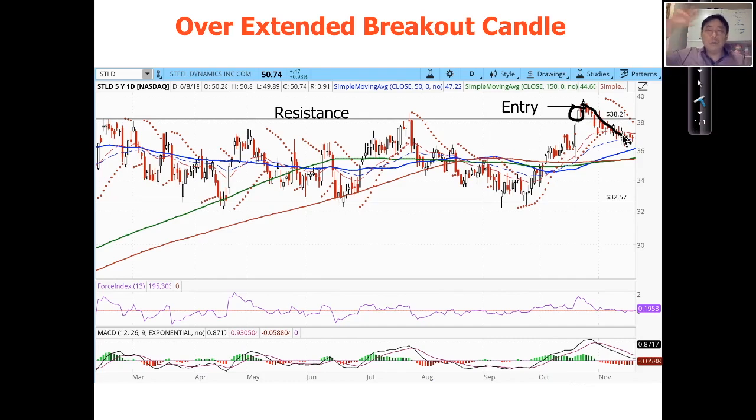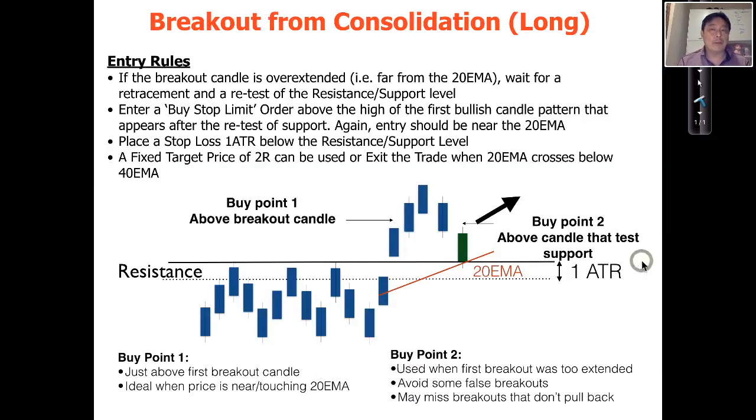Again, if it seems too far, don't take it. Rule of thumb is that your stop loss, when placed, should be below the 20 moving average. If your stop loss is above the 20 moving average, that means your entry is too high. It's too far from the 20 moving average. So that's a good gauge, roughly.